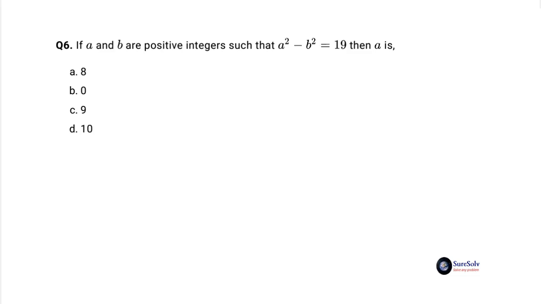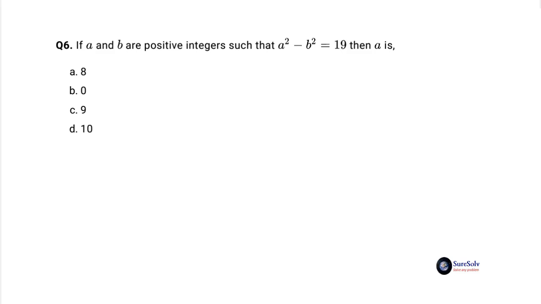Question 6 is, if a and b are positive integers such that a square minus b square equal to 19, then a is option A 8, option B 0, option C 9 and option D 10. We have a two variable equation and we have to find the value of a single variable. The problem is not straightforward, but we find a pattern.